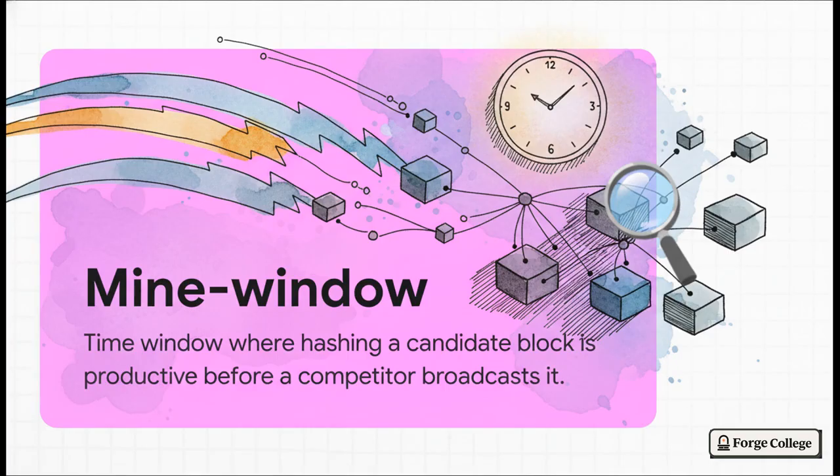Because finding that winning ticket is honestly only half the battle. Enter the mine window. This is the effective time window where hashing a candidate block is productive before a competitor broadcasts a solution. Think about it. A winning lottery ticket is absolutely worthless if someone else claims the exact same prize a millisecond before you do. Speed across the network is just as crucial as the hashing speed inside the machine.